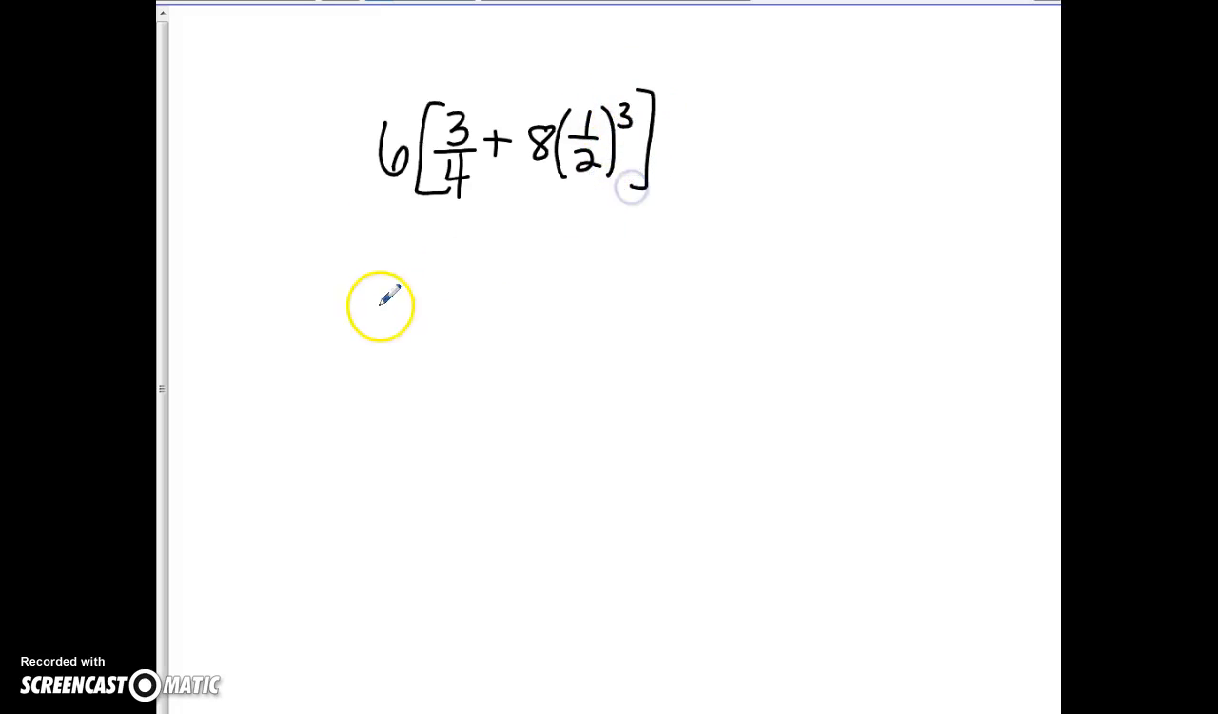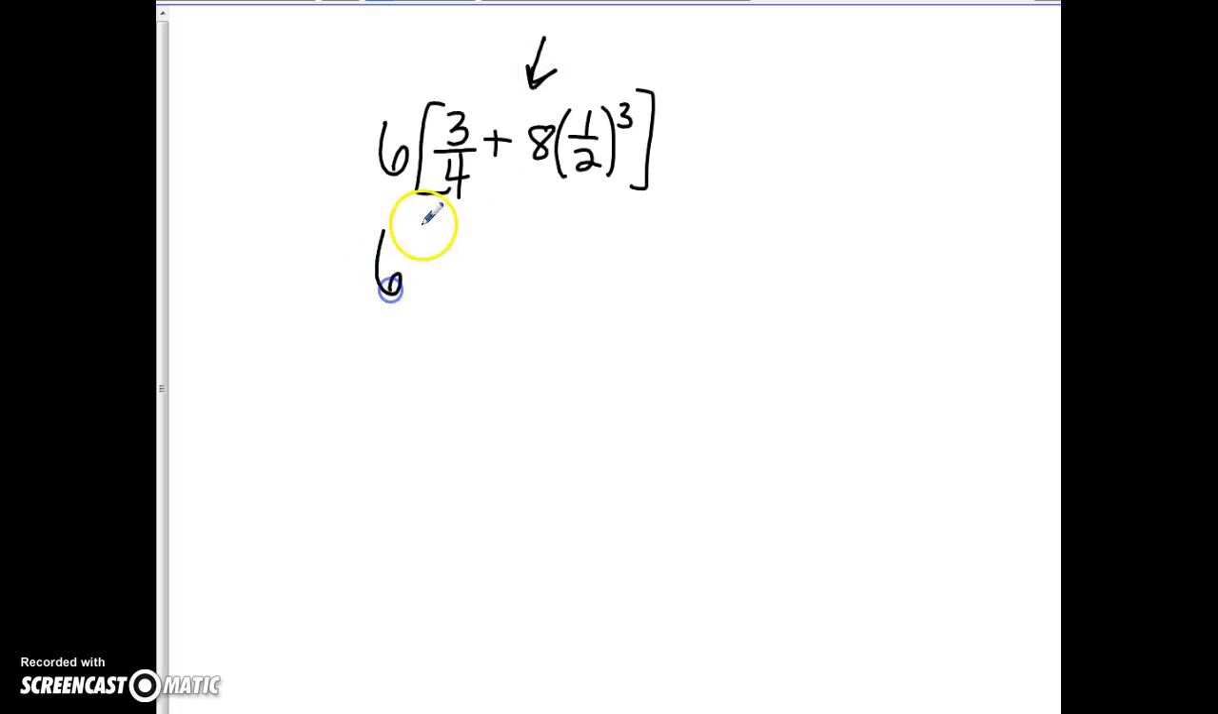Alright, let's try one more. This one's going to be a tough one. So I'm going to have fractions in here. I have parentheses. I have exponents, brackets. Oh my gosh. Okay, so I see I have brackets. Those are my grouping symbols. So I'm going to start inside the brackets.